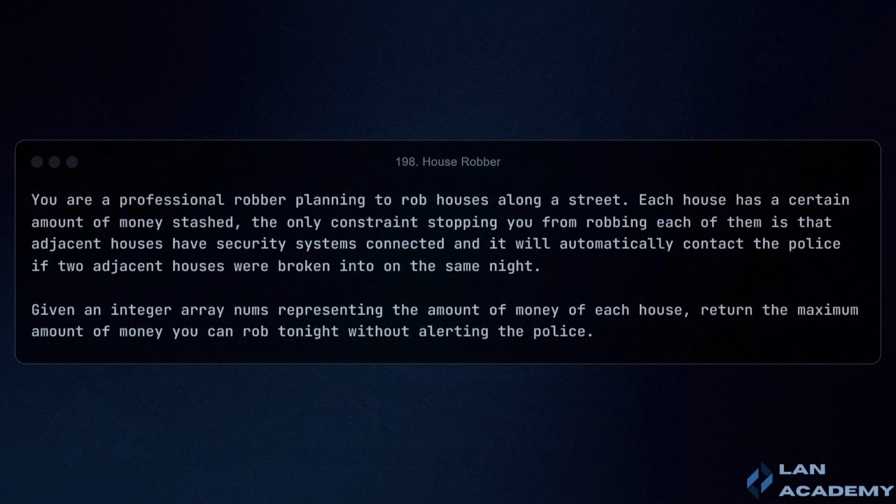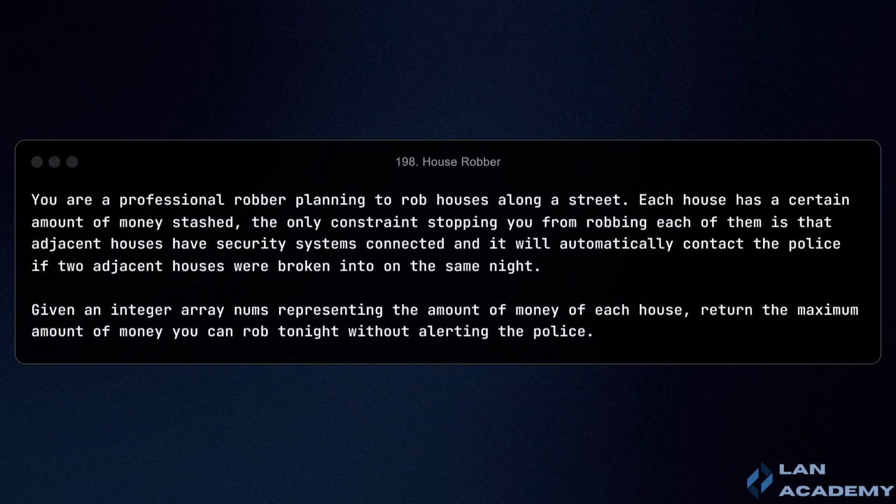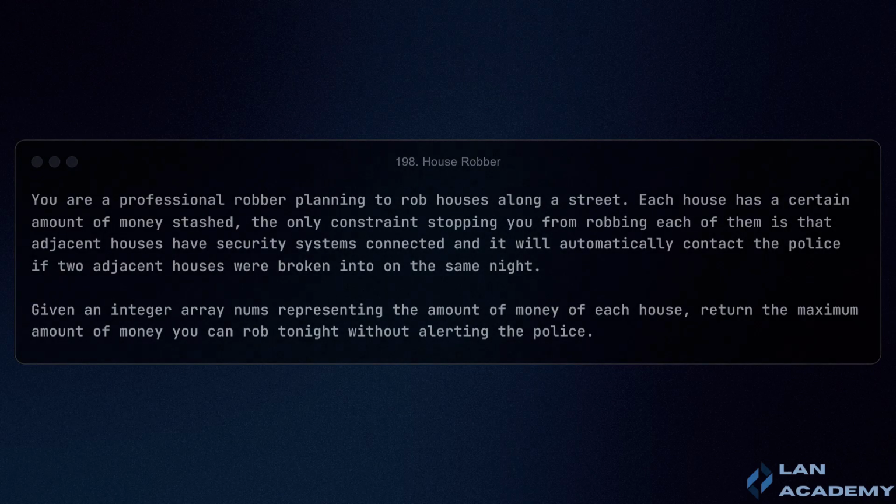In this problem, we plan a robbery of houses along a street. Each house has a certain amount of money hidden inside, but there is a constraint. You cannot rob two adjacent houses on the same night because their security systems are connected, and this will automatically alert the police if they are robbed simultaneously. Given an array of integer nums representing the amount of money in each house, the goal is to return the maximum amount of money you can rob in one night without alerting the police.